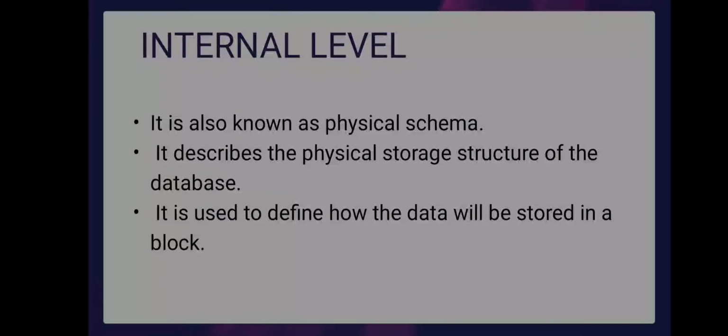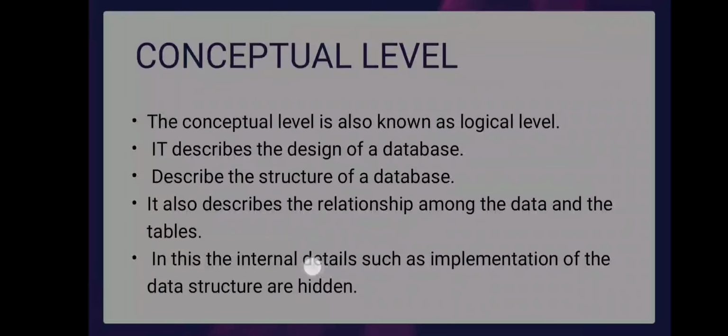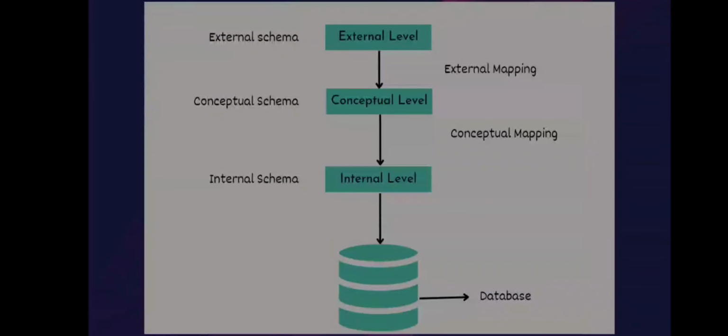It is used to define how the data will be stored in a block, how the data is stored in a database. The external level is a user type level, meaning the user visual level. Second is the conceptual level, which is the logical level. And the third is the internal level, which shows how the data is stored in the database or the block of the database. So it has different mappings, like external mapping and conceptual mapping.